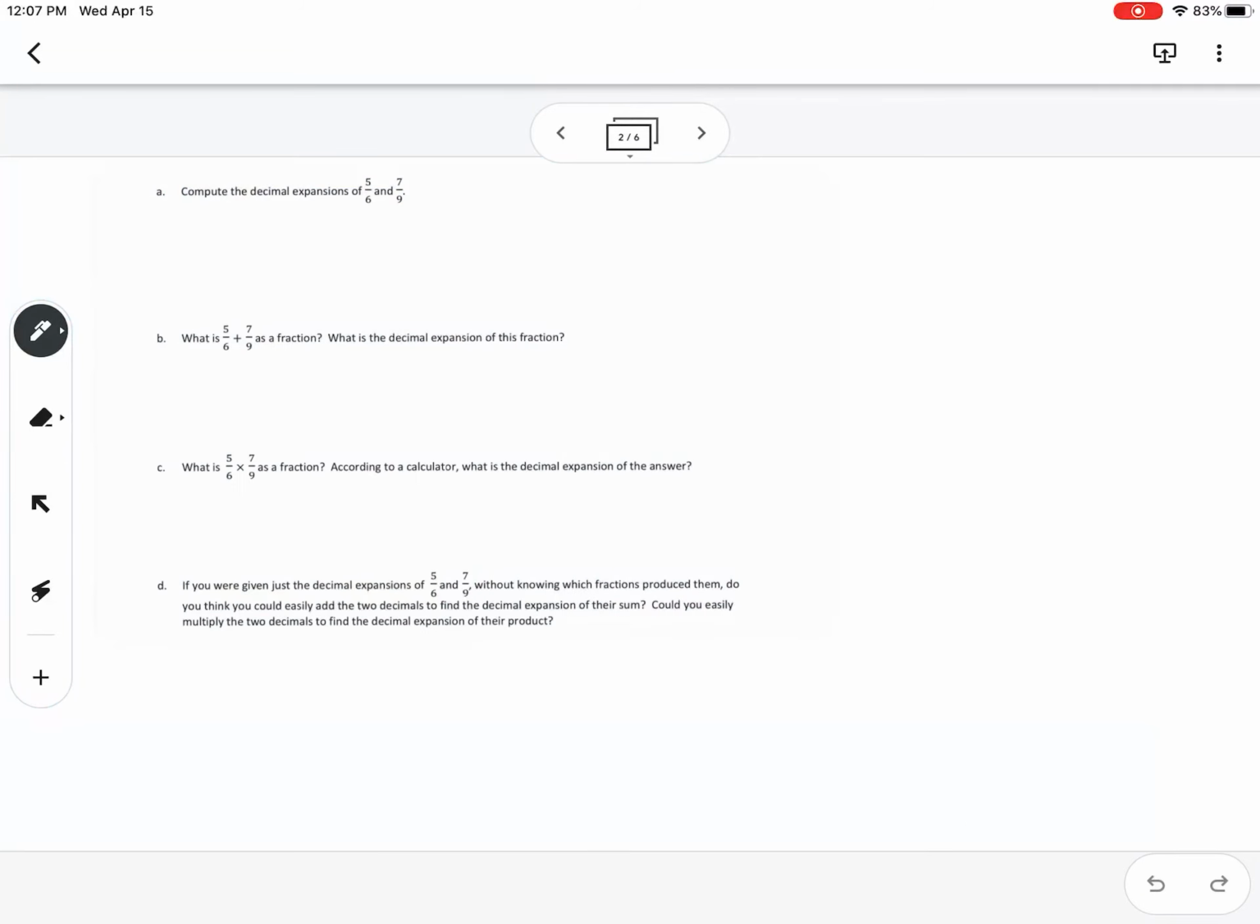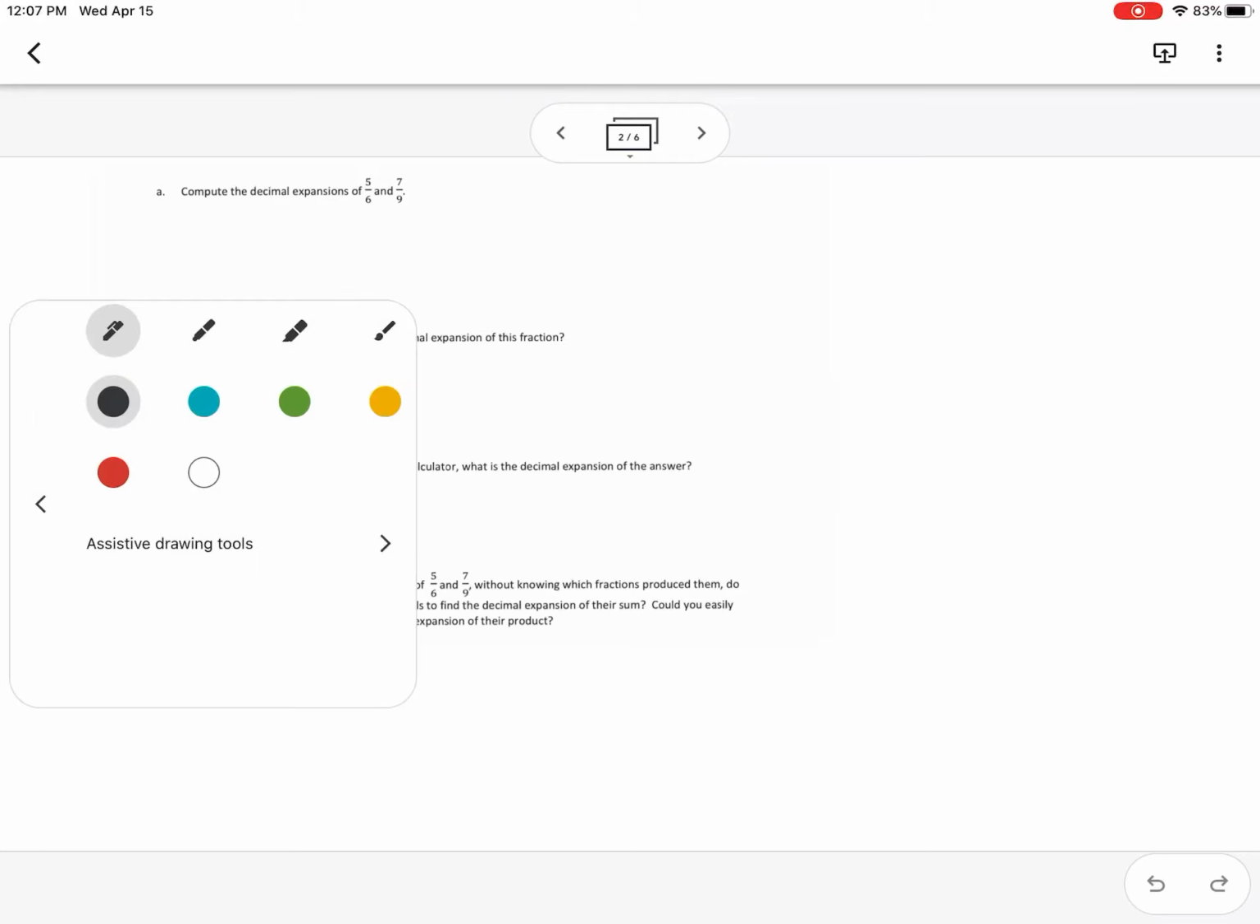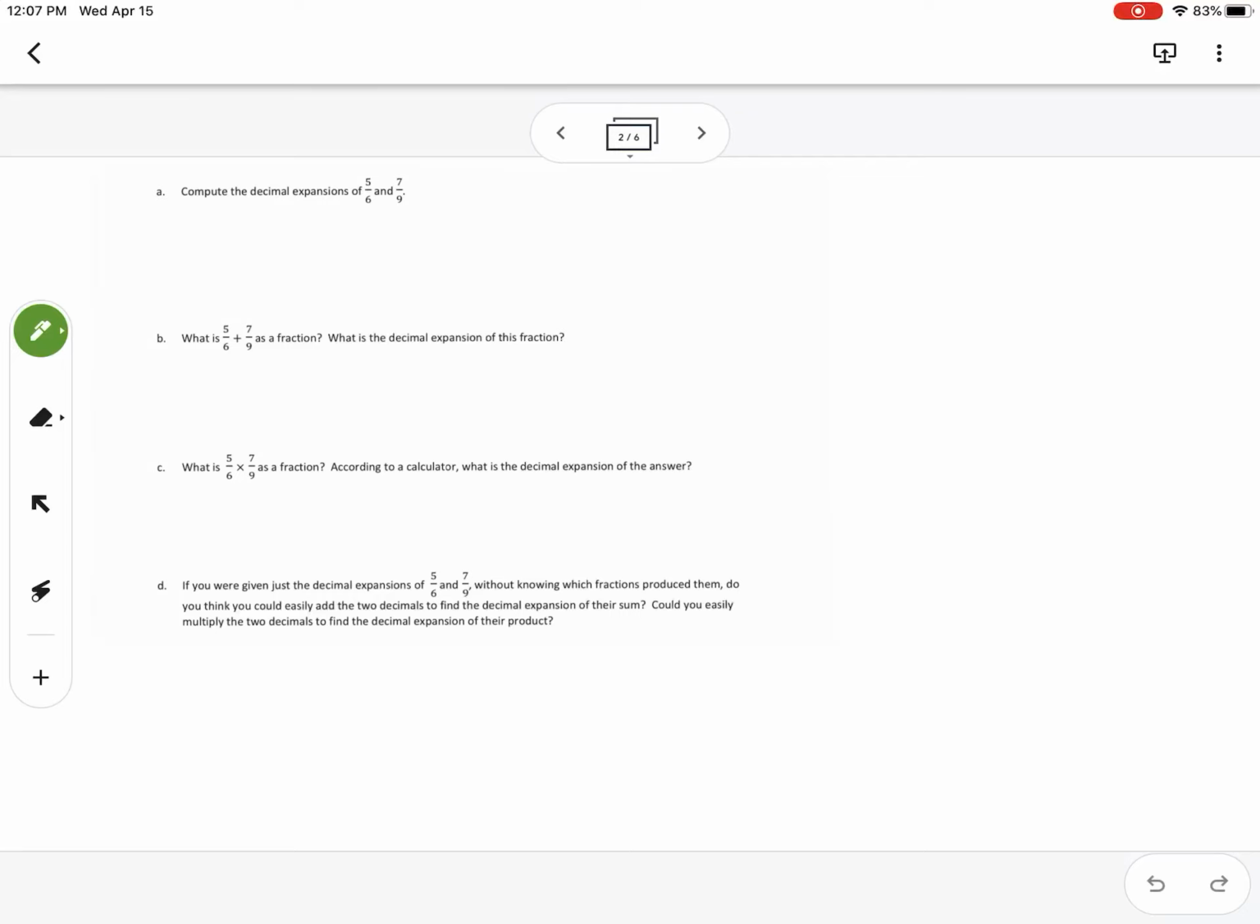For the first one, part A, it says compute the decimal expansion of 5/6 and 7/9. What that means is take it from a fraction and turn it into a decimal. If I do 5 divided by 6 in my calculator, I get 0.833, and that 3 repeats forever. If I do 7 divided by 9, I get 0.77, and the 7 just repeats forever. That's my answer for those two. This one goes with this, and this one goes with that.